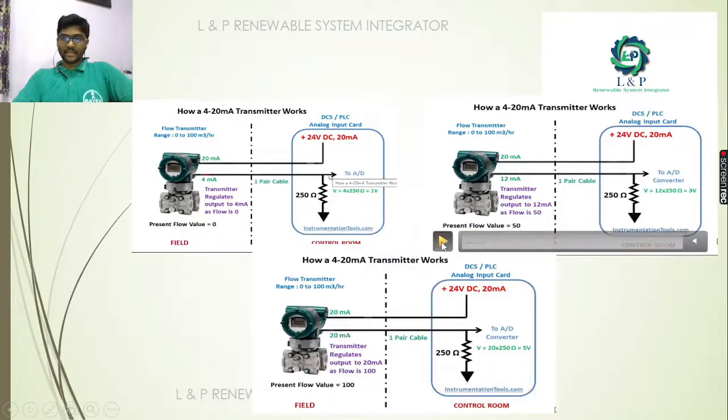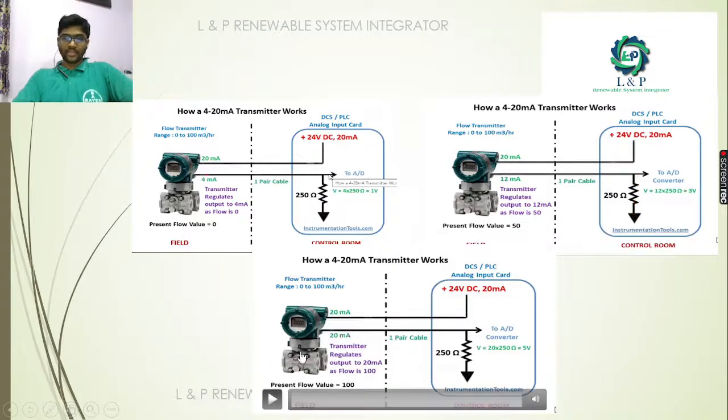See here, the flow is 50%. Now we are providing 20 milliamps and we are getting 12 milliamps, so it means 50% of the flow. Now here the flow is 100%. See here how a physical quantity is getting converted to an electrical parameter. Here we are providing 24 volt DC, 20 milliamps. Here that is 100% flow, so we are getting a 20 milliamps output. So this is how flow transmitters work.